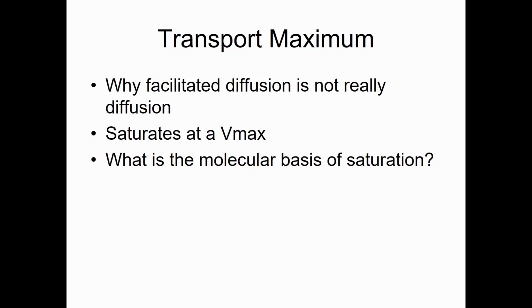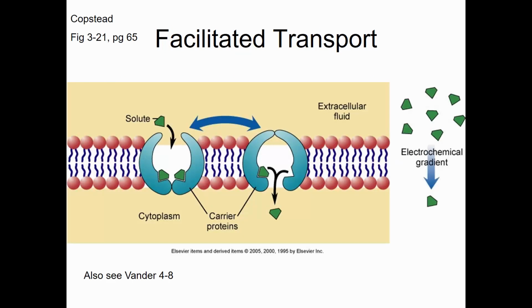The reason why it's not true diffusion is because the process saturates. It saturates at a Vmax. Vmax is a transport maximum. What's the molecular basis of saturation? Well, the molecular basis is how many transporters do you have?